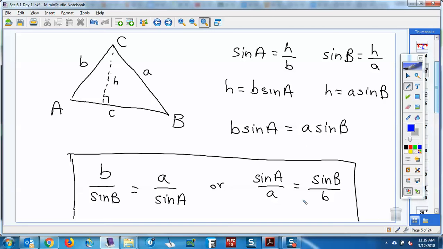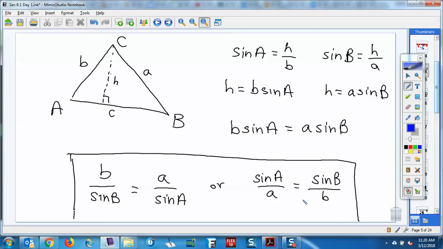So I get that. Multiply the B over to this side. Multiply the A over to this side. I get H is equal to B sine A or A sine B. Okay, now the B sine A is the one I'm going to remember. Later, that's going to be important when we get to that ambiguous case. Remembering that the height is B sine A is going to be something that could be useful for you. Okay. Well, since they're both equal to height, they got to be equal to each other. So B sine A has got to be equal to A sine B.